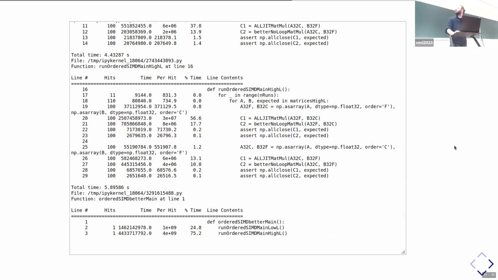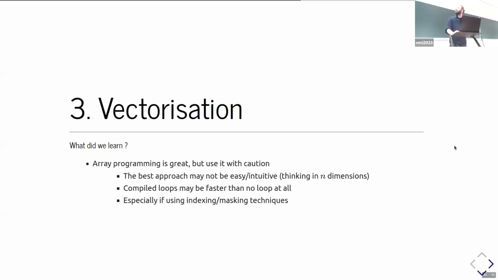So that's nice. So what did we learn about vectorization? Array programming is great. Yes, the speed up was there, but use it with caution. The best approach may not be easy or intuitive. Thinking in n dimensions, moving one dimension up, is not always easy to think about. Compiled loops may be faster. The Numba version actually is faster than the no loop at all version. So that's something you need to consider.